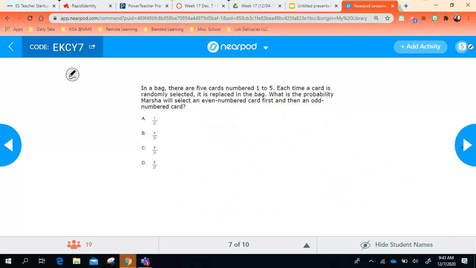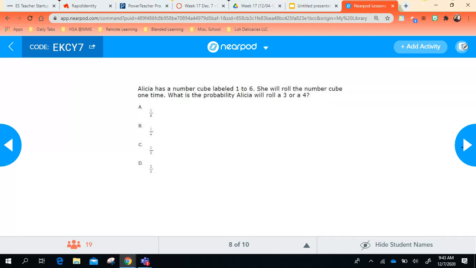Okay, next. I got the marker in my pocket. So next problem. It says Alicia has a number cube labeled 1 to 6. She will roll the number cube 1 time. What is the probability Alicia will roll a 3 or a 4?